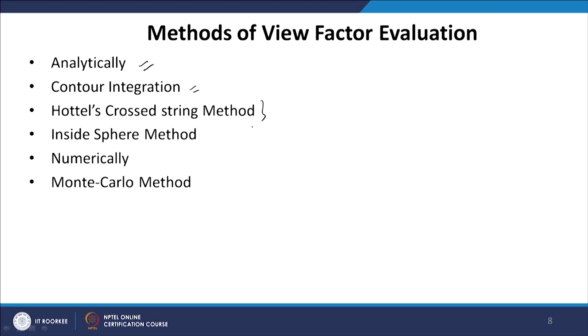We can use numerical methods where we divide the surface into a small number of infinitesimal surfaces, and do calculations based on some numerical scheme. And then the Monte Carlo method can also be used. The Monte Carlo method, based on a ray tracing scheme, can also be used to evaluate the view factor. So, in this lecture I will focus on the analytical methods.